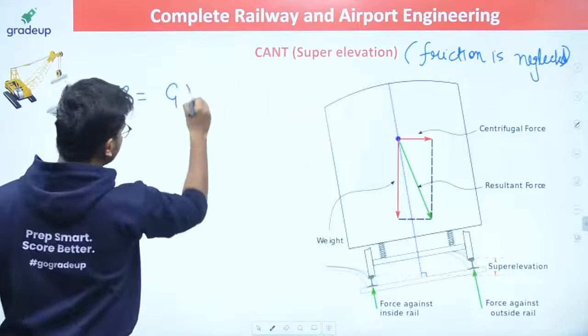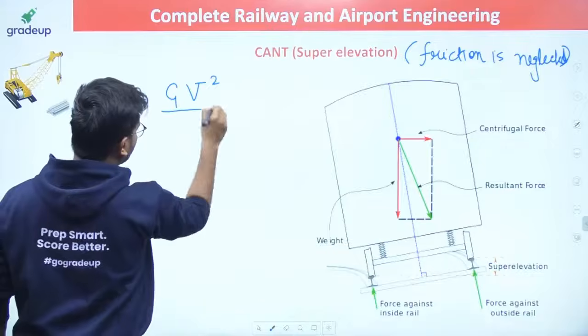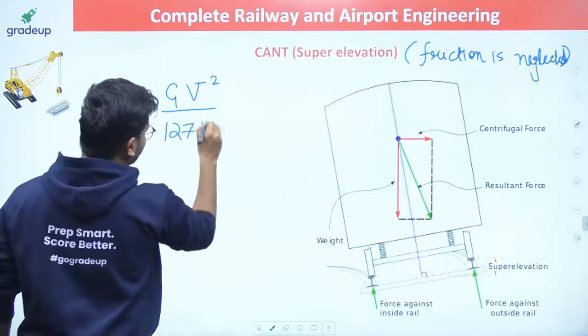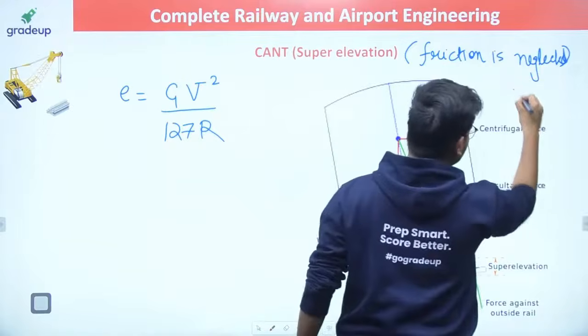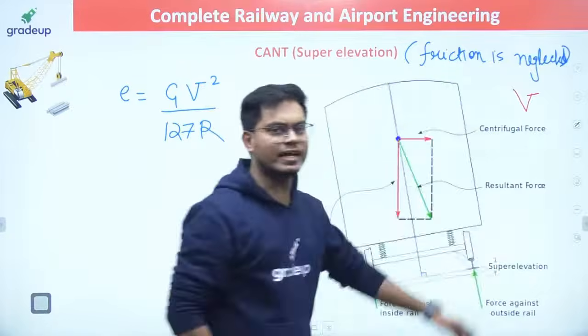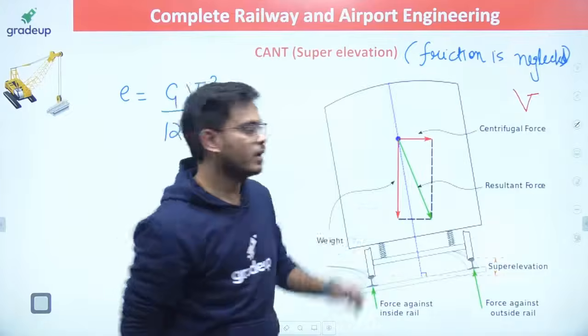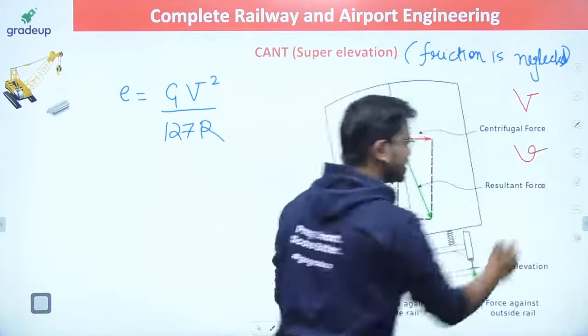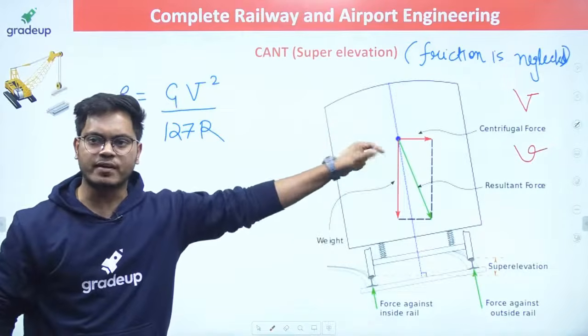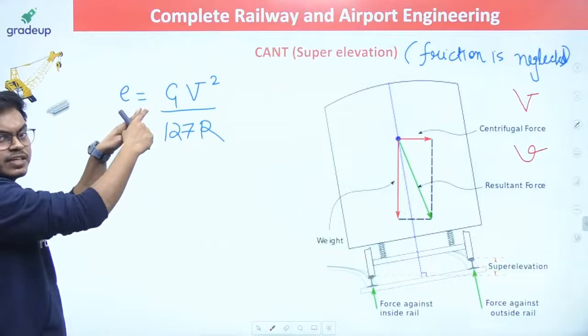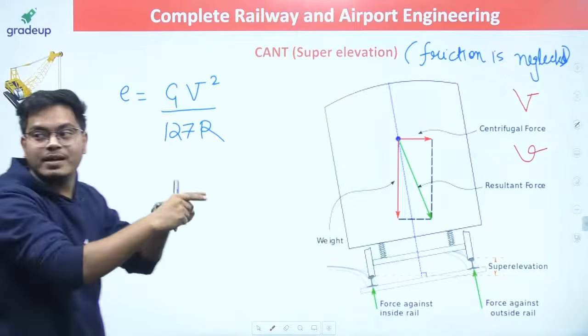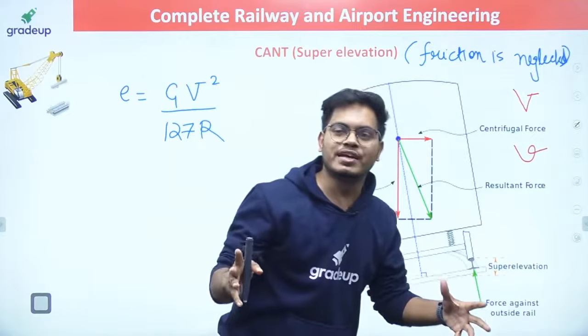This will be G V square upon 127 R. And you know this, if you are my old student, that whenever I write V like this, it means it is in kilometer per hour. And whenever I write the v like this, it means the velocity is in meter per second, right? Very good. So tell me guys, what is this capital G here? The capital G is nothing but the dynamic gauge.